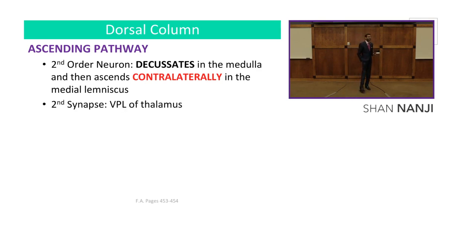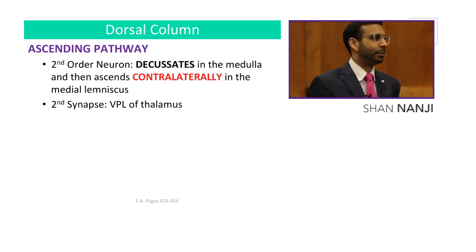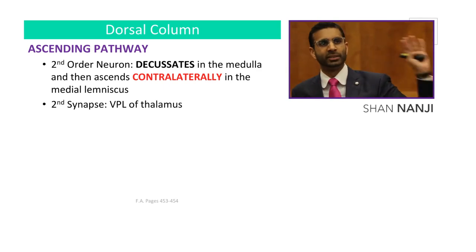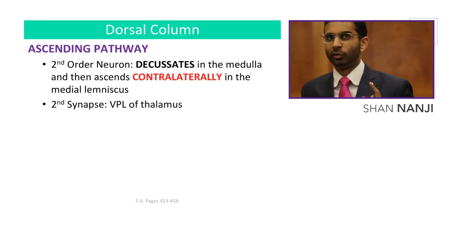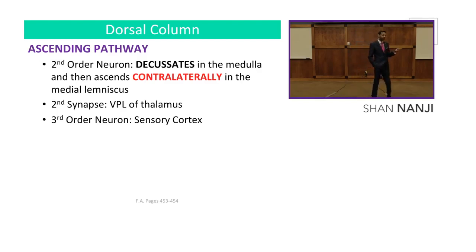Excellent. The second synapse is in the VPL of the thalamus. Now remember, all sensory information must stop at the thalamus. It must all go to the thalamus with the exception of olfactory. So don't forget that. So you got the second order neuron decussating in the medulla, ascending contralaterally in the medial lemniscus. You got the second synapse in the VPL, and your third neuron going up to your sensory cortex. After the thalamus, you're always going to go to the sensory cortex. So just know that.